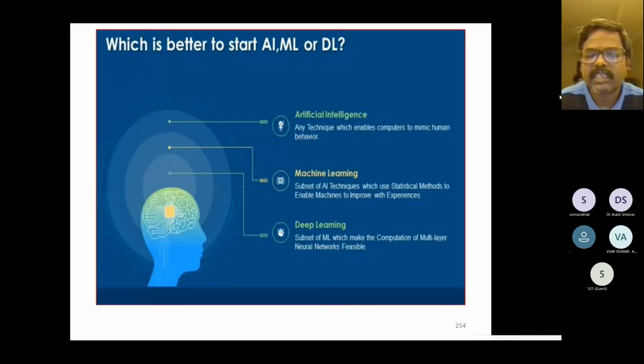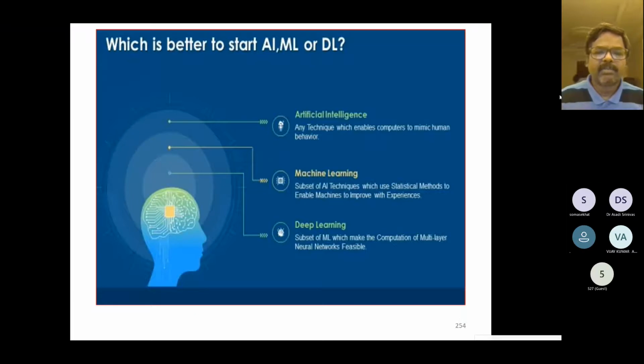Science is about knowing, and engineering is about doing. The science and engineering to make intelligent machines. Any technique which enables computers to mimic human behavior is called artificial intelligence. Machine learning is learning from the observational data. It is a subset of artificial intelligence technique which uses statistical methods to enable machines to improve with experience.